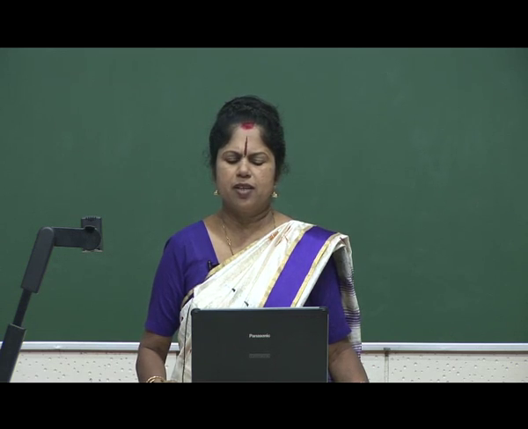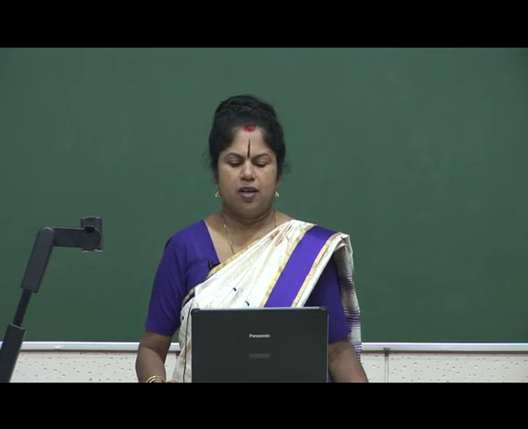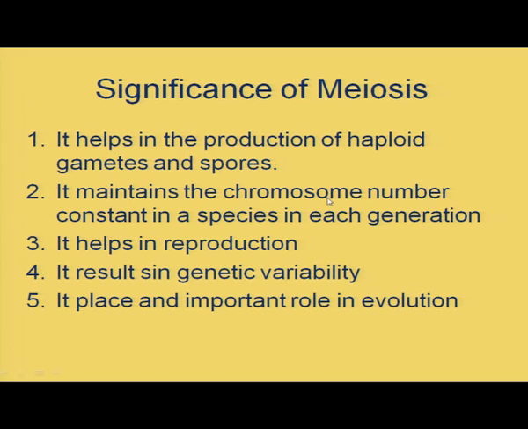Suppose there is no meiosis, only mitosis, then what will happen? The chromosome number will be doubling in each generation. So, in order to avoid that doubling, by meiosis the chromosome number remains haploid in the gametes, and by fusion of the gametes again the diploid condition is restored in each generation.